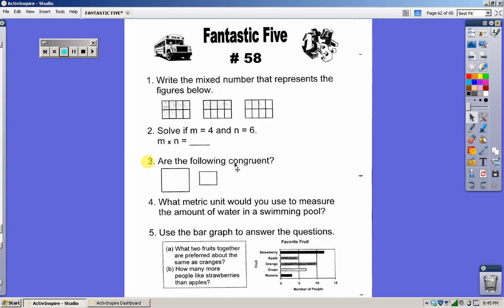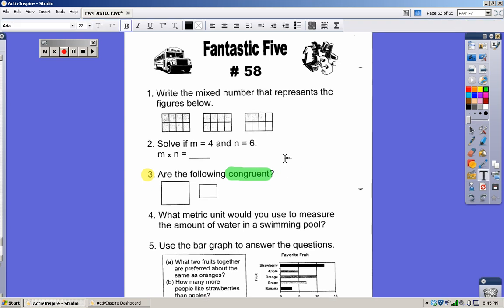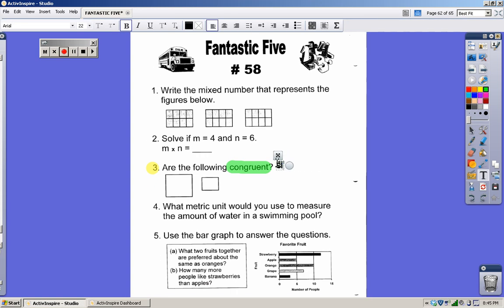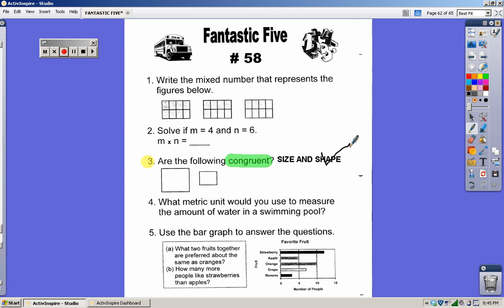For number 3 on number 58, they ask if these two figures are congruent. Yes, they are both squares, but no, they are not congruent. Congruent means the same size and the same shape. Remember, those things have to be there, size and shape. The shape's there. We got that checked off. But the size, one's smaller than the other, so they are not congruent. We would call them similar.